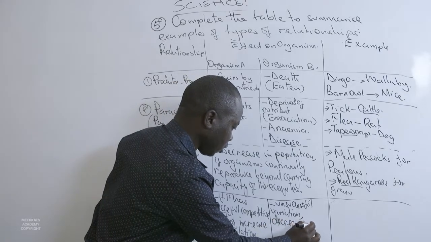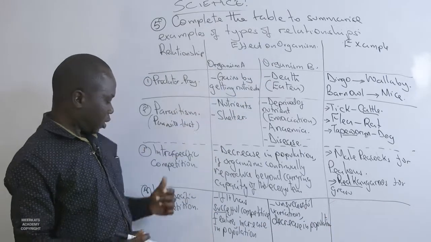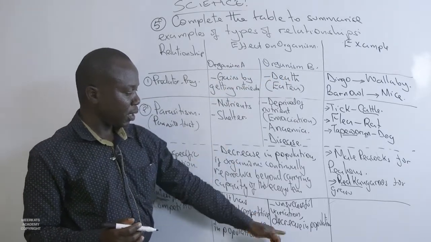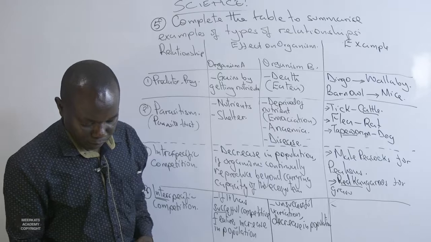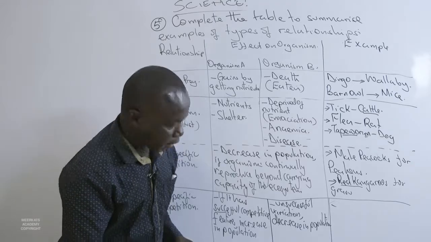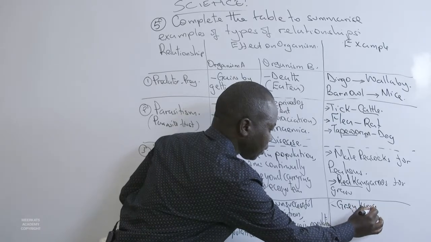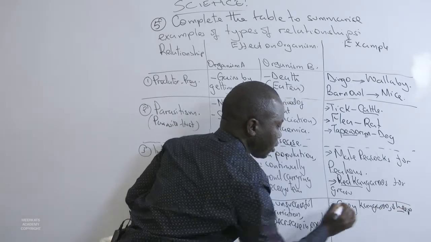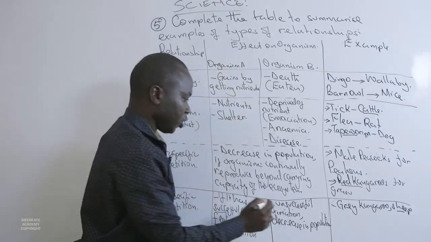Decrease in population of B. That's why we are talking of interspecific, two species, A and B. So one increases, the other decreases, depending on the type of variation it is putting forward. A common example we can use is the grey kangaroos and sheep. Sheep here is the one that will suffer the effect because it has less successful variation.